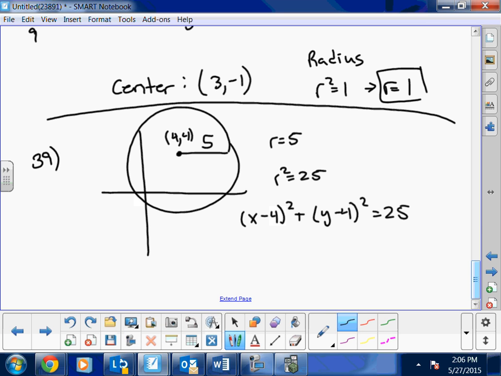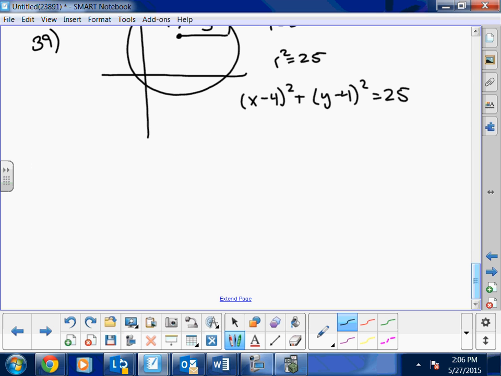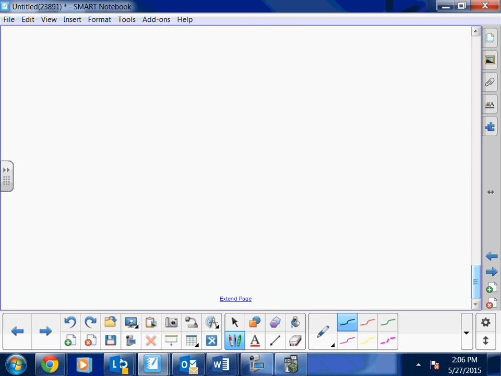That's your equation. Now, they want you to identify, for questions 40A and B, the directrix and focus for the following. So let's do A first.